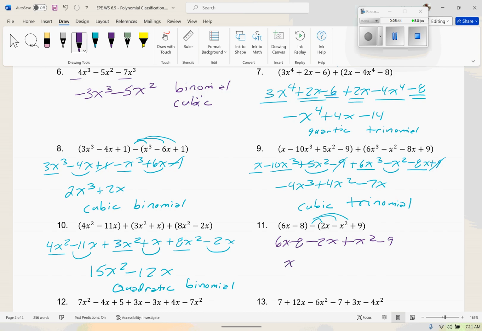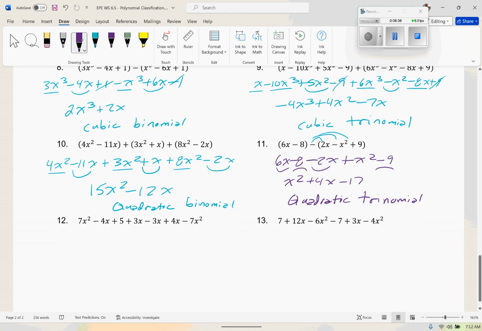So I had x squared. Then I have 6x minus 2x is plus 4x. Then I have negative 8 and negative 9 is negative 17. So this is a quadratic. And there's three terms, so it's a quadratic trinomial.